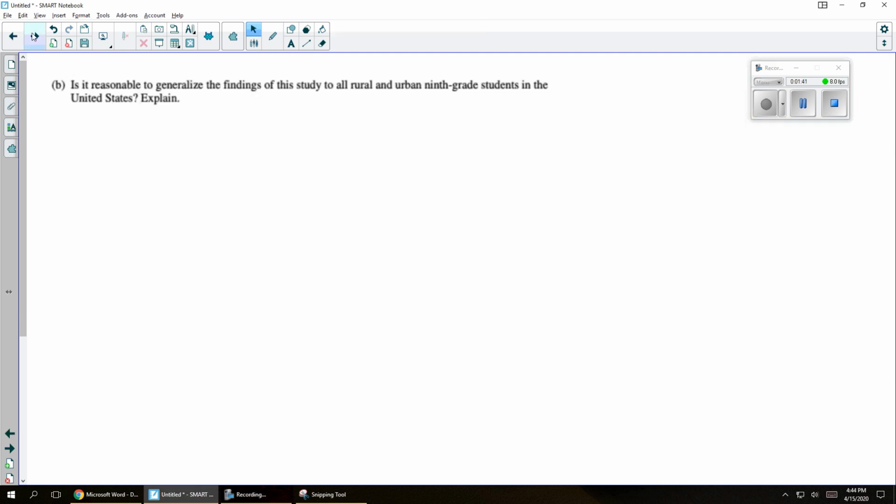Now the next question says, is it reasonable to generalize these findings to all rural and urban ninth graders? Remember this, the results are applicable, or you can generalize them, to the larger group from which the sample was obtained, provided that we have a random sample. So if I got a random sample, I can generalize to the larger group from which the sample was obtained.